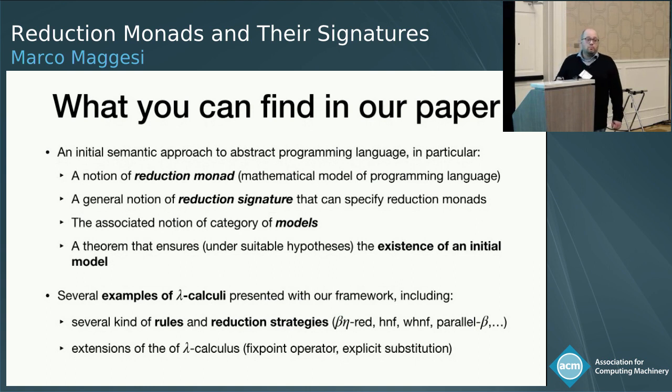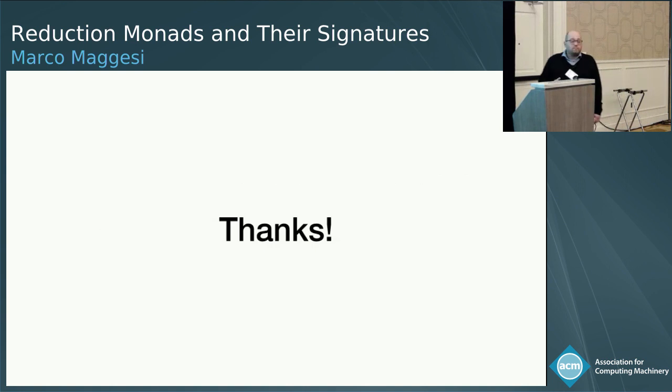And we have two main examples. One is lambda calculus with a fixed point operator with the associated reduction rules, of course, and lambda calculus with explicit substitution. OK, thanks.